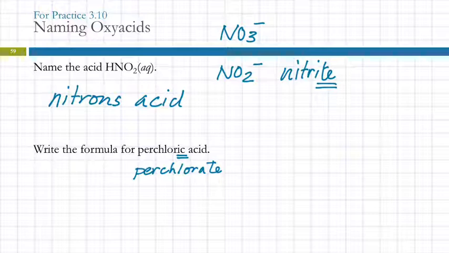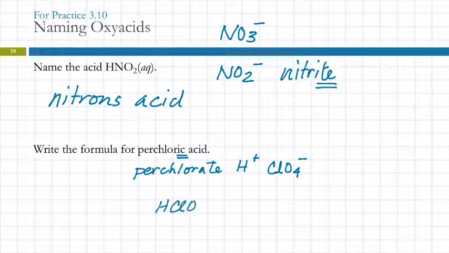Perchlorate ion. So we need the formula for that. Well, chlorate is ClO3 minus. Perchlorate has one more oxygen. So this is ClO4 with a minus 1 charge. That's perchlorate ion. The charge on this ion, and it's always going to be an anion, tells us how many hydrogens it needs, because hydrogen forms a plus 1 ion. So we're putting this together with H+ ions. If it has a minus 1 charge, we need 1 hydrogen. So HClO4 aqueous. Any questions?